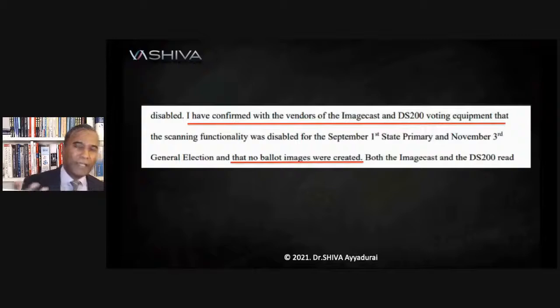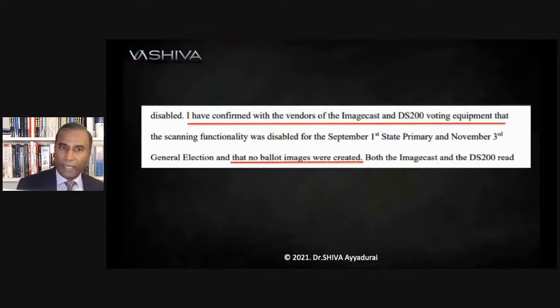So here's what we find. In my second lawsuit, the Secretary of State, and you're going to find out how criminal they are, look what she wrote. The Secretary of State wrote, I have confirmed with the vendors of the ImageCast and DS200, that's Dominion, voting equipment, that the scanning functionality was disabled for the September 1st state primary and November 3rd general election, and that no ballot images were created. Okay? She is saying no ballot images were created. Do you know what a lie this is? Why is this a lie? This is a lie because without ballot images in electronic voting machines, you can't count a vote. You need ballot images. Without ballot images, there's nothing to count.